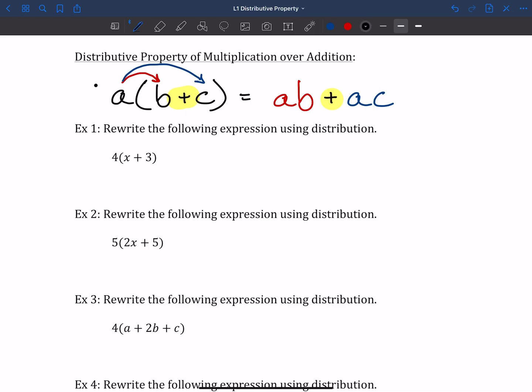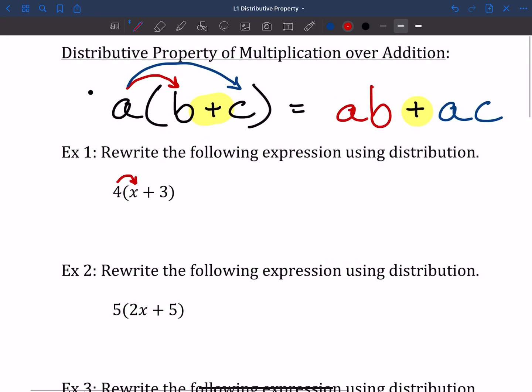So if I had 4 and then x plus 3 in parentheses, that means I'm going to take that 4 and distribute it to that x. That part of my answer is going to be whatever 4 times x is, which is just 4x. Then we do the same thing for 4 times 3. That's going to give us 12. And in the middle, we had a plus sign before, so we're still going to have a plus. Nothing has really changed signs at all. So hopefully that doesn't seem too bad.